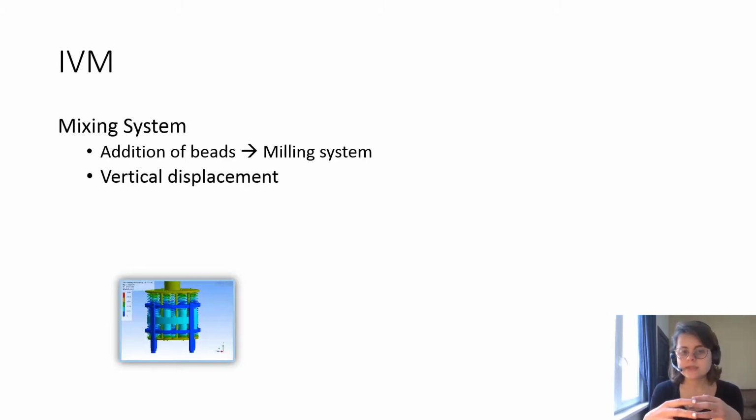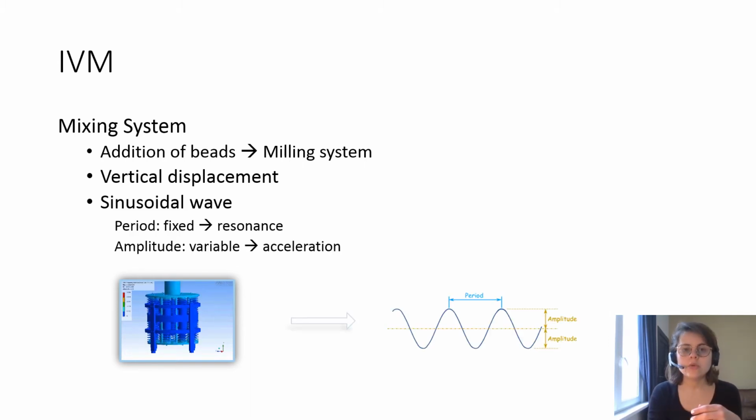The basis of this milling system is the vertical displacement of that spring damper system. If you follow this motion over time, you will end up with a sinusoidal wave. A sinusoidal wave, as seen over here, has two really important characteristics: the period or frequency, which is fixed at a value of 60 Hertz, and an amplitude, which you can see over here. Amplitude is how high that vertical displacement is, how high and how low it will go, and you can alter it. It's reflected in the acceleration.